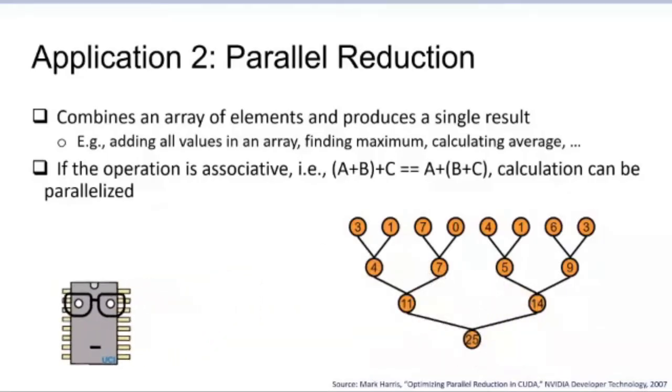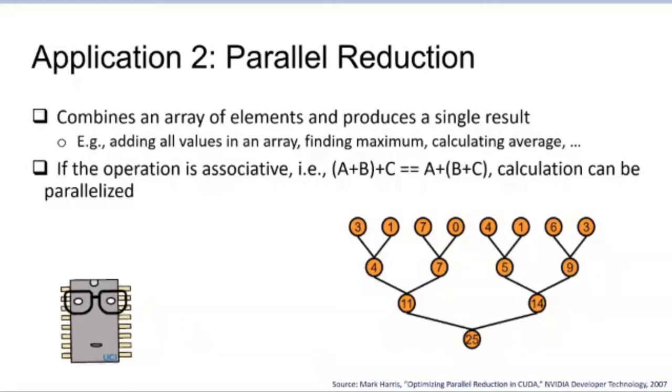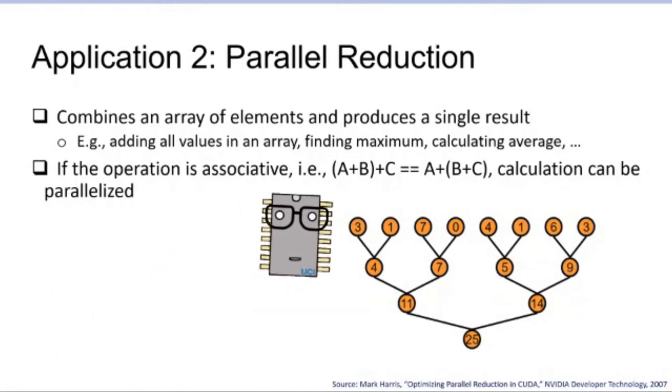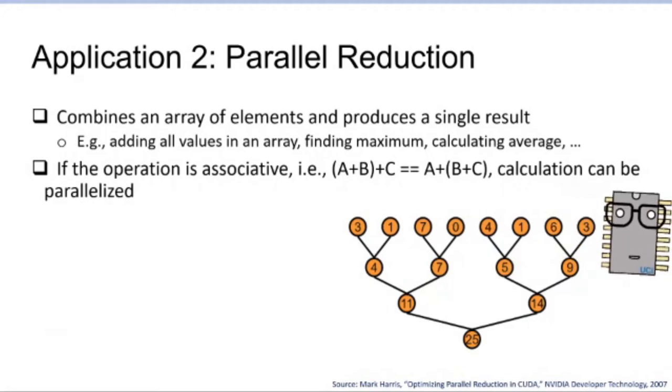Okay, the second application we'll be looking at, one of the simpler applications, is an application of parallel reduction. Reduction is combining an array of elements to produce a single result. For example, on the top level here, there's an array of numbers. And reduction can take many forms, including adding all the values in an array. That's a form of reduction.